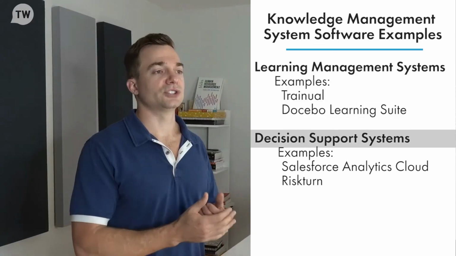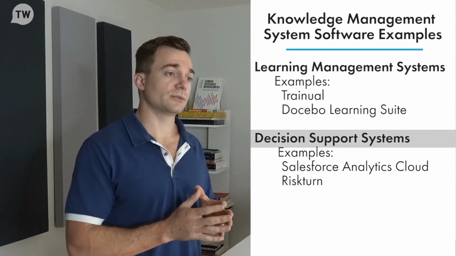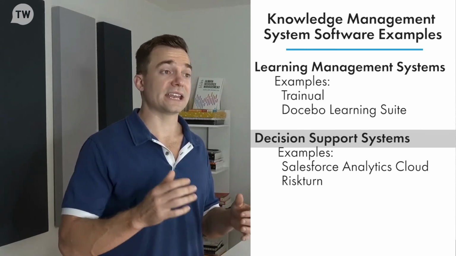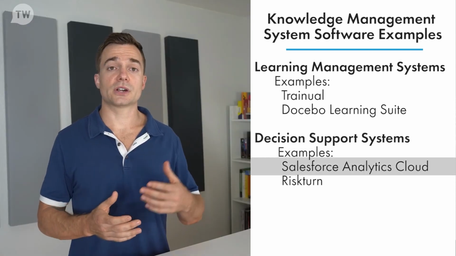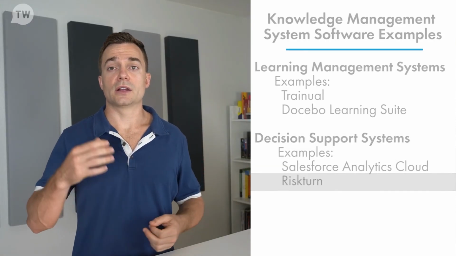And we also have decision support systems. A decision support system, or DSS, is a software that enables companies to improve their decision-making capabilities. Some examples here are Salesforce Analytics Cloud and Riskturn.